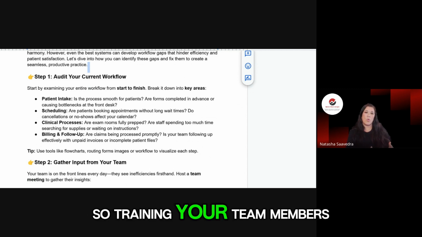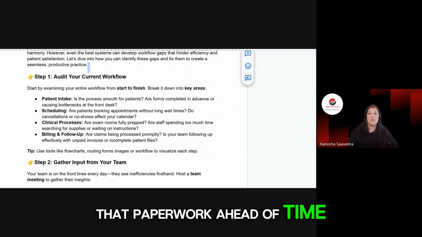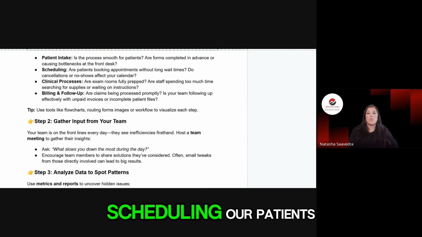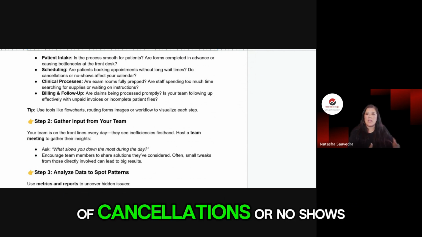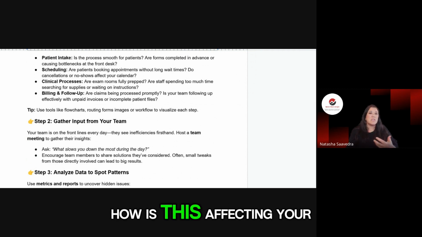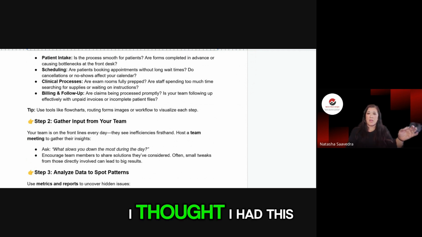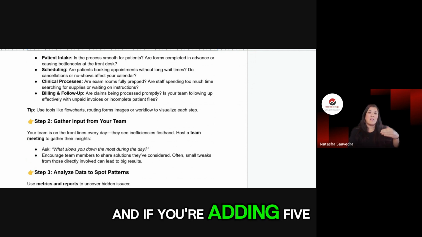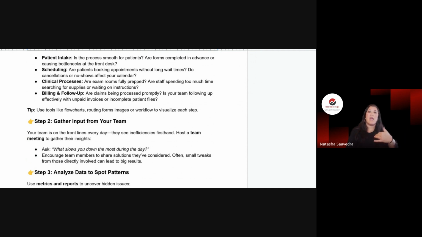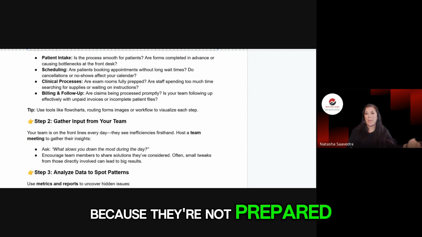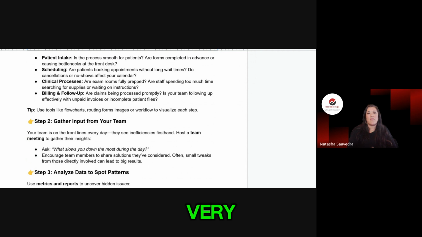So training your team members to have the patient fill out all that paperwork ahead of time is going to be important. Scheduling, are patients booking appointments without long wait times? Do you have a lot of cancellations or no-shows? How is this affecting your calendar? Because this can set people up that, hey, I thought I had this many people, and if you're adding 5 or 6 or 10 more walk-ins for the day, it can really cause a bottleneck and upset the staff because they're not prepared for those people to come in. This is why pre-scheduling is very, very critical.